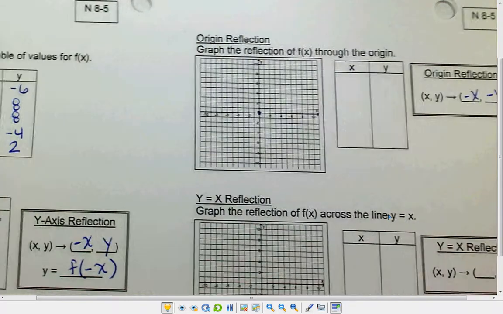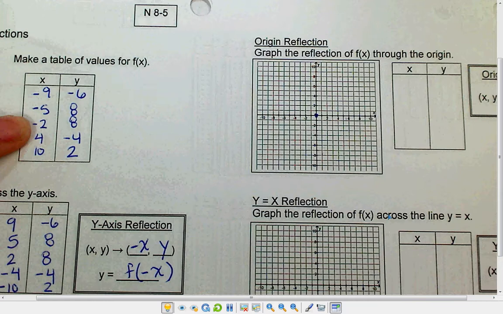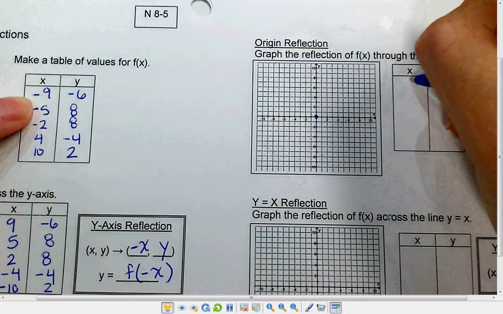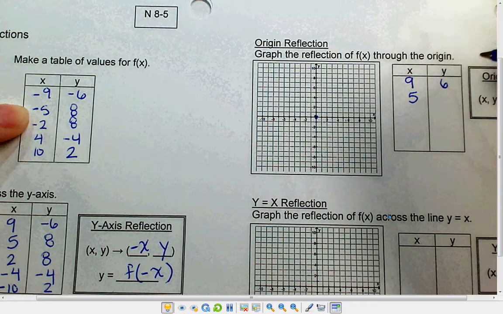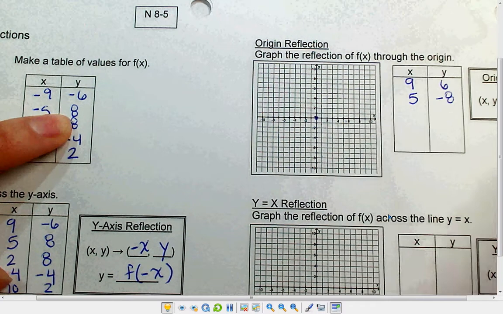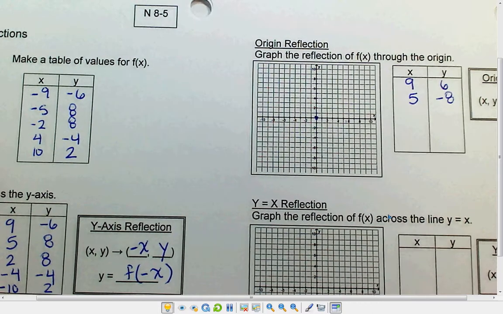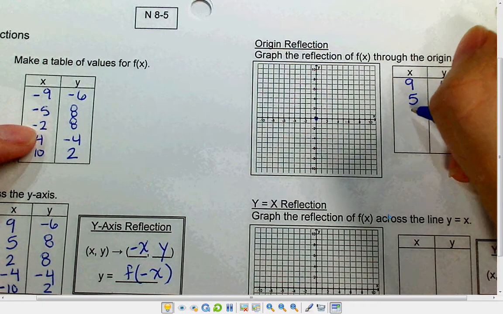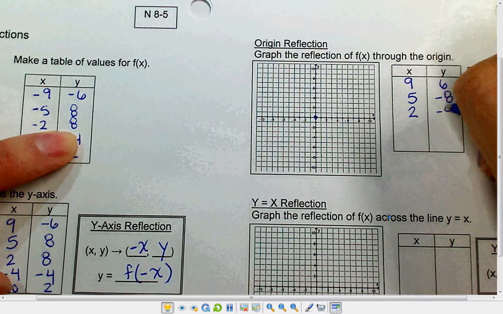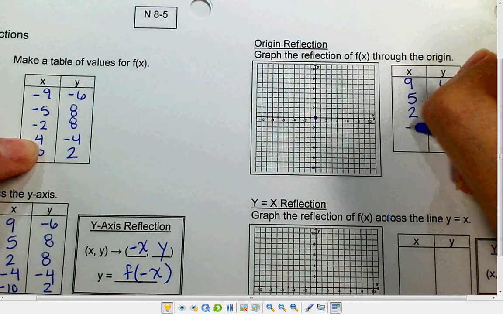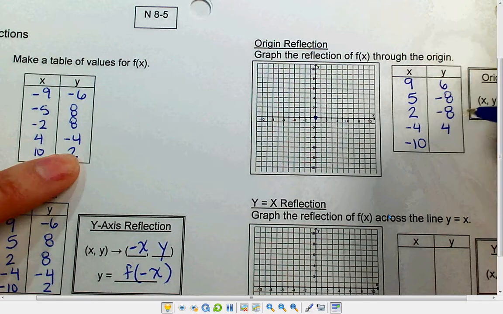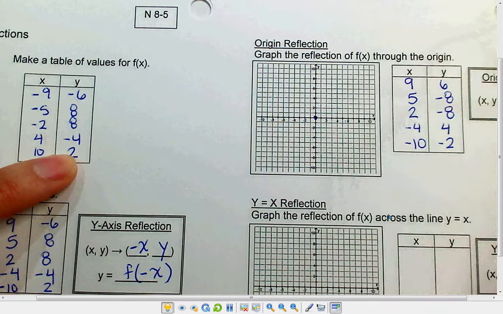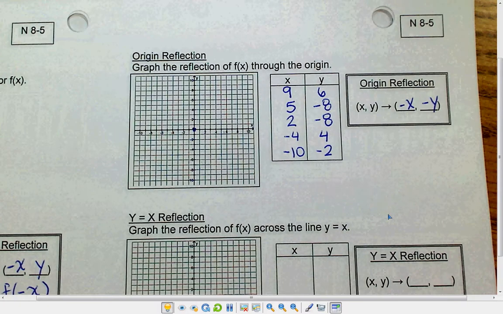So let's look at, again, our original points, which are these right here, our original table. So our negative 9 changes to a positive 9, negative 6 changes to a positive 6, negative 5 changes to a positive 5, 8 becomes negative. So we're changing the sign of everything. If it was positive, it's now negative. If it was negative, it's now positive. Negative 2 becomes positive, positive 8 becomes negative. Positive 4 becomes a negative, negative 4 becomes positive, positive 10 becomes negative, positive 2 becomes negative. So these are the new points that I'm going to be plotting to graph a reflection through the origin.